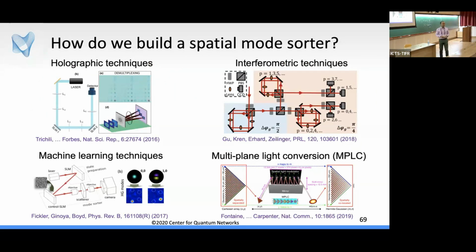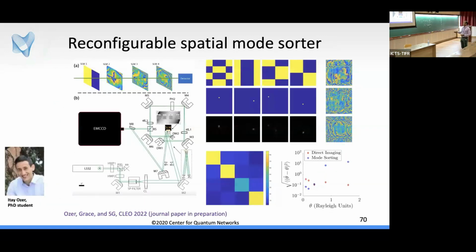Okay, so how do you build a mode sorter? How do you build this device that I wrote here? There are many different methods. The method we have chosen to use is called multiplane light conversion. I'll skip one slide and show you a better slide here. If I have an object, a field, that I let pass through a Fourier transform between here and here, followed by a spatial light modulator, which applies a spatial phase e to the i theta of x comma y multiplied with the field, then another Fourier transform, another phase, another Fourier transform, another phase. If you do that enough number of times, you can sort absolutely any orthogonal modal basis. This is called multiplane light conversion. It's one way to build a mode sorter.